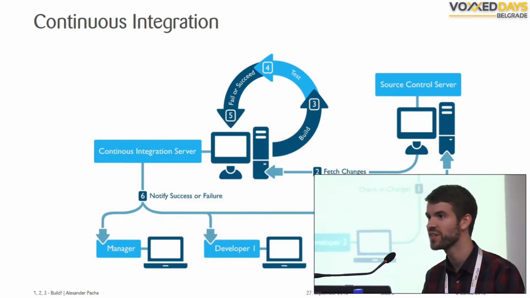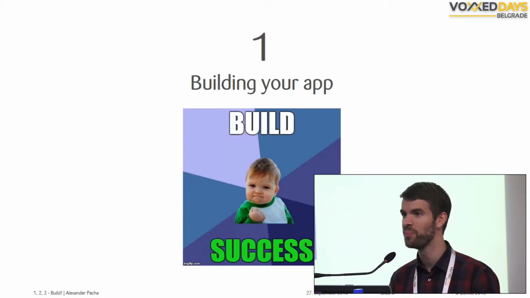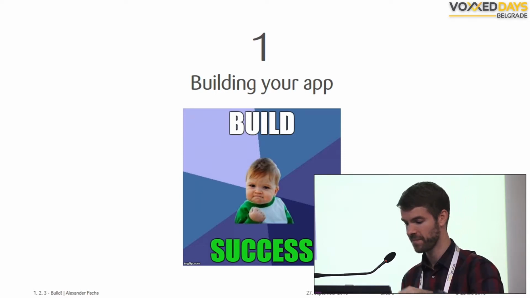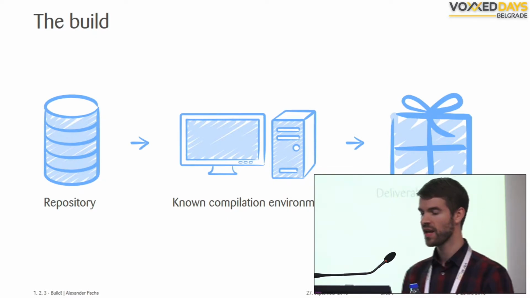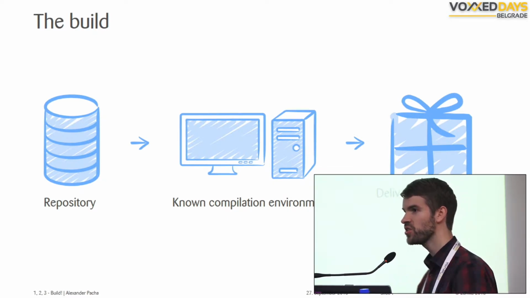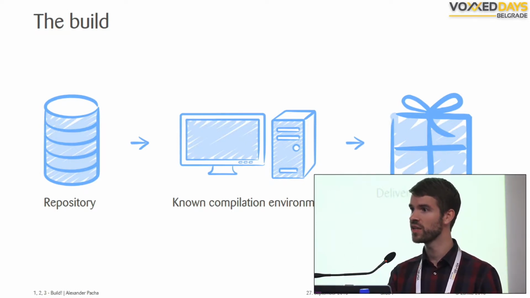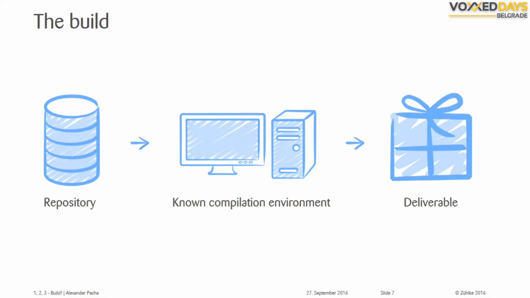So let's dive into the 3 steps that you have to do for continuous integration. 1, building your application. Building your application is the procedure of taking your source code, put it in an empty directory somewhere in a known compilation unit, and build whatever you wish to ship to your customer, whatever that may be. Could be an APK, could be an IPA file, could be something else.